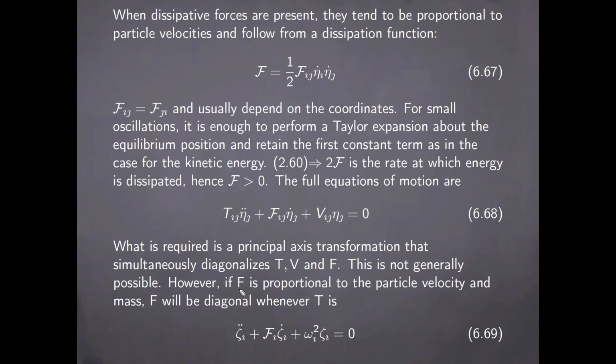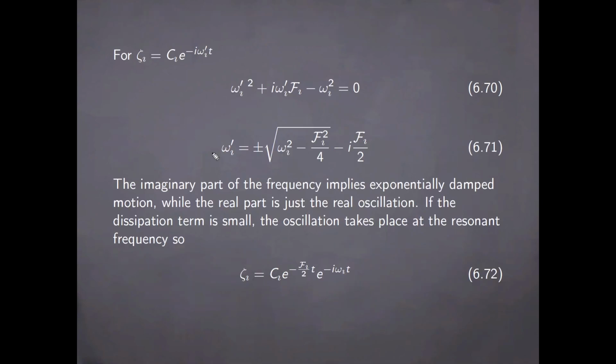However, if the matrix of the dissipation function is proportional to the particle velocities and mass, then this matrix will be diagonal whenever the kinetic energy matrix is, and then the equations reduce to those of the normal modes, which are written here. So if we look for normal modes of this general form for some unknown primed frequency different from the resonant frequency of the system, we find such characteristic equations, which have the following solutions.